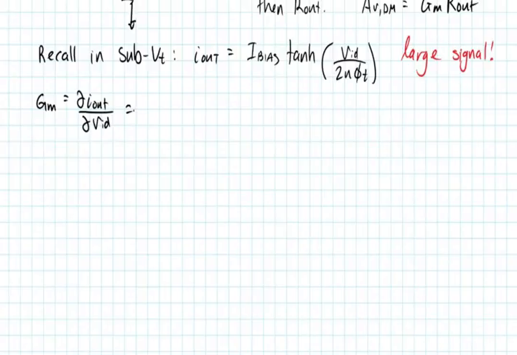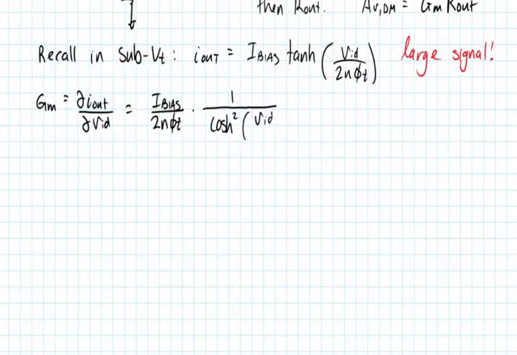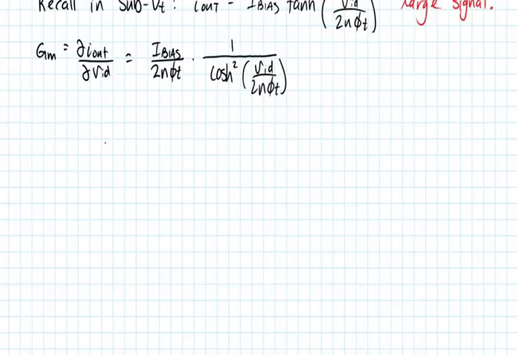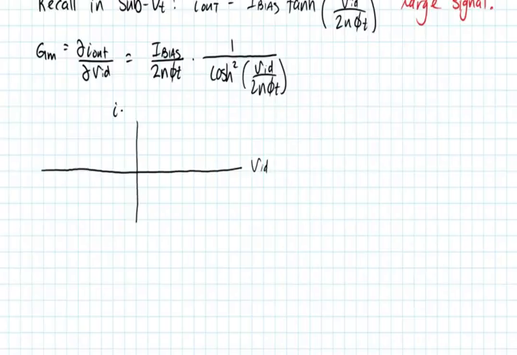Now if we take the derivative of the tanh function, what do we get? We get I bias over 2n phi t times 1 over cosh squared of VID over 2n phi t. Okay, so that's the derivative of the tanh function. So what does this look like? Well, let's just refamiliarize ourselves with the transfer function that we had originally derived. This is our input differential voltage. This is our output voltage. And remember, it looked something like this. It was some sort of tanh function.